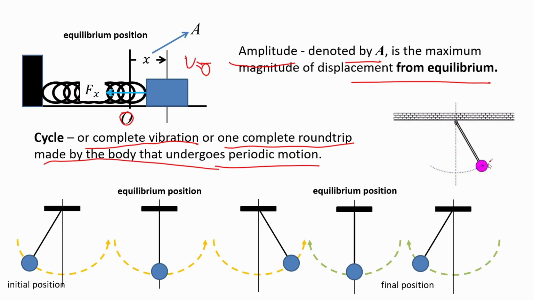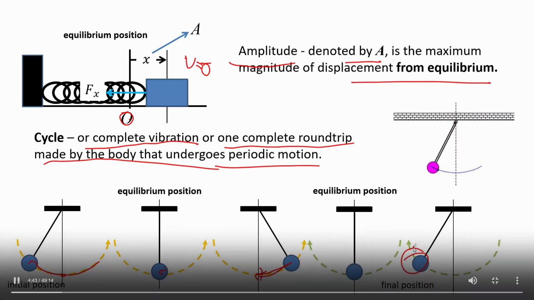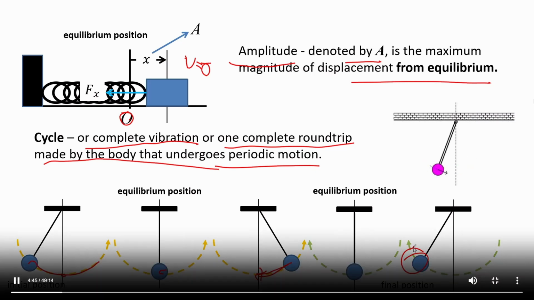So it starts here, goes here, and goes back. From the initial position, it goes to the middle, then goes beyond the middle, then it reverses the motion and goes back to its final position, which is the initial position. That's the complete, or that's one cycle. It simply goes back to its initial position.